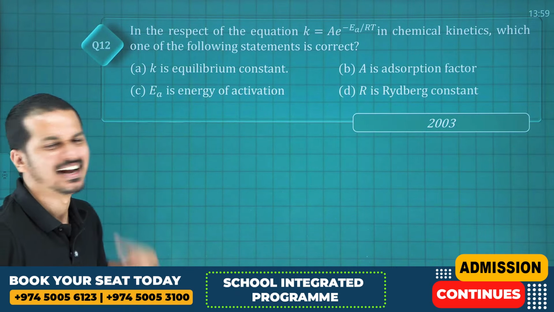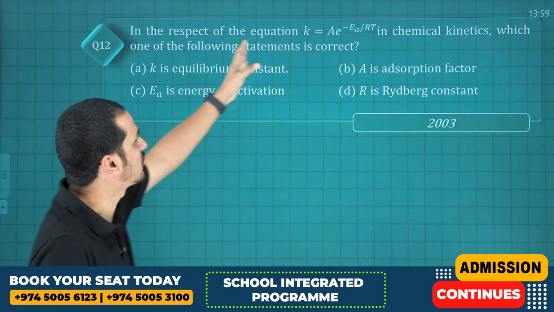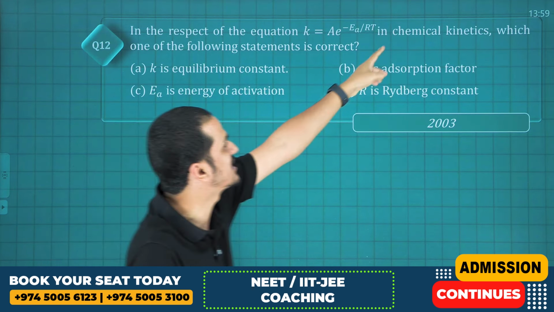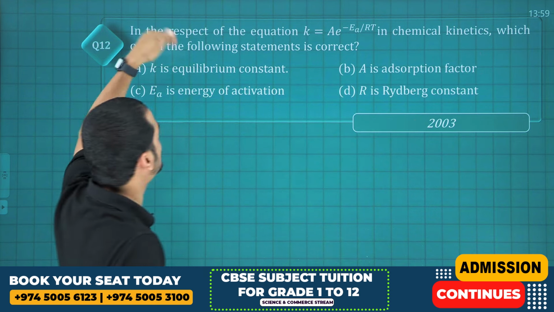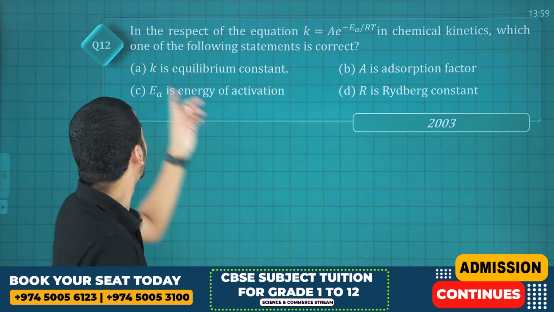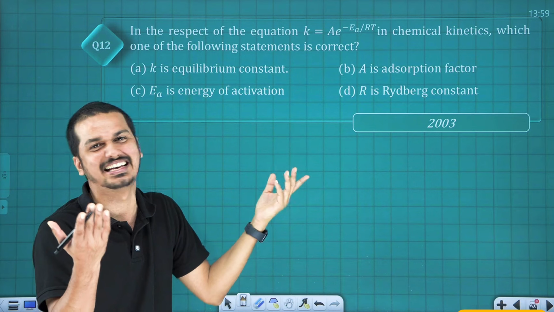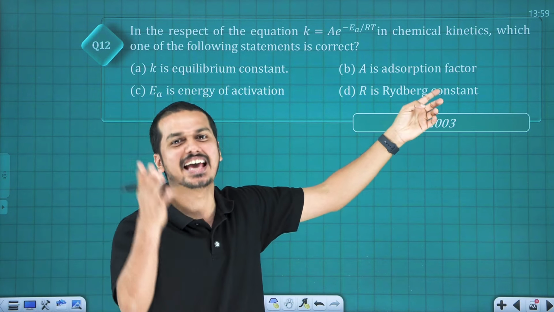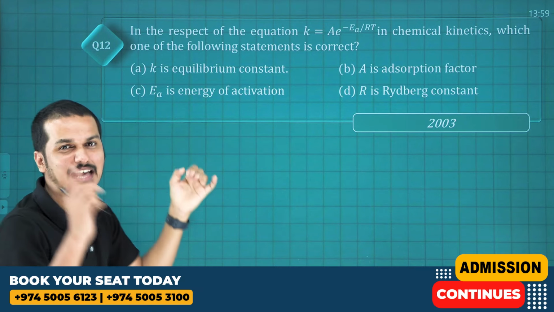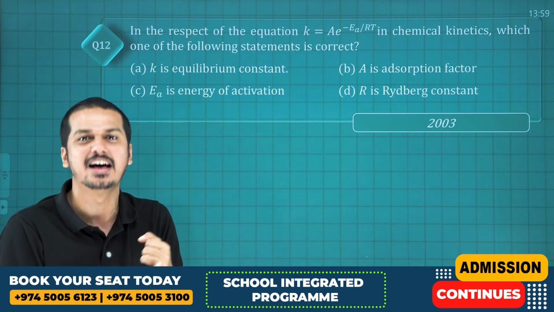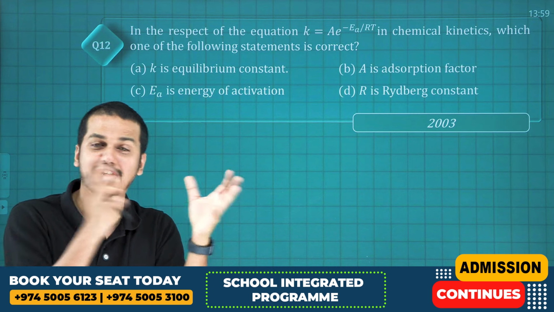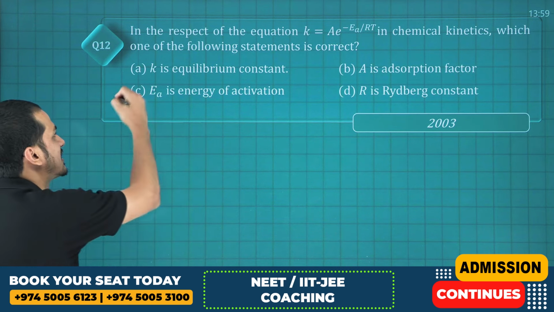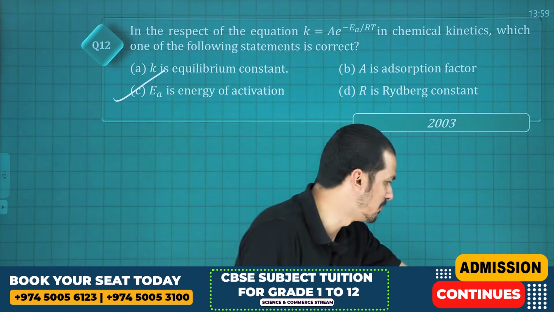This is from 2003, a direct question. In respect of the equation K equals A e raised to minus Ea by RT, the Arrhenius equation in chemical kinetics, which one of the following statements is correct? K is the equilibrium constant? No. K is the rate constant. A is the adsorption factor? No. A is the Arrhenius factor, which depends on the steric factor, that is, how effectively they are colliding. Remember that also. And EA is the energy of activation. Yes, that's the answer. Silly question. Okay, we can move to the next one.